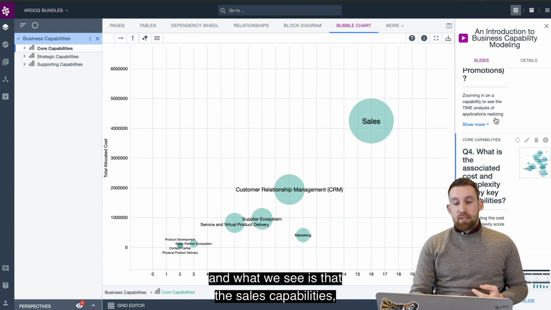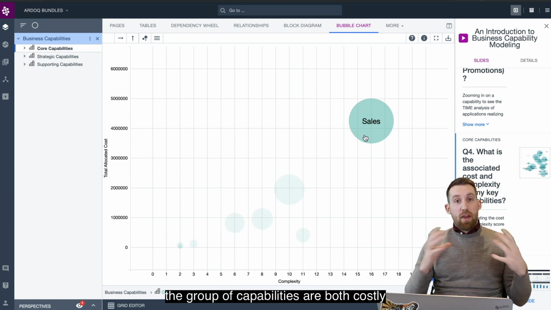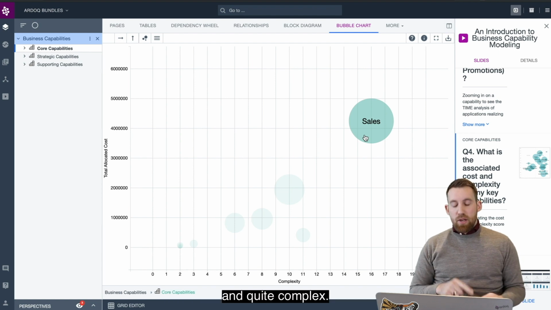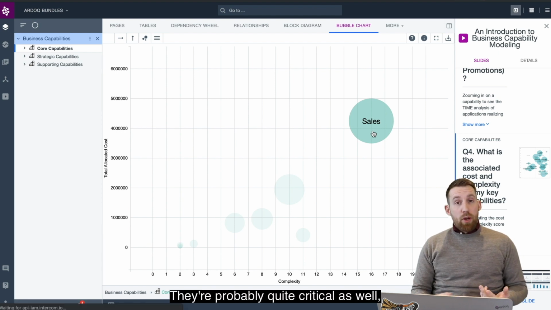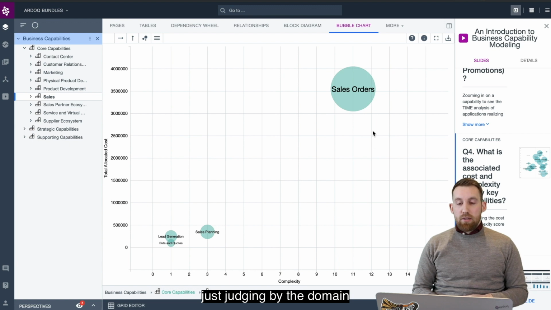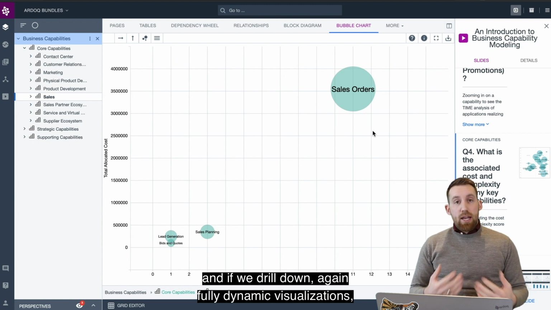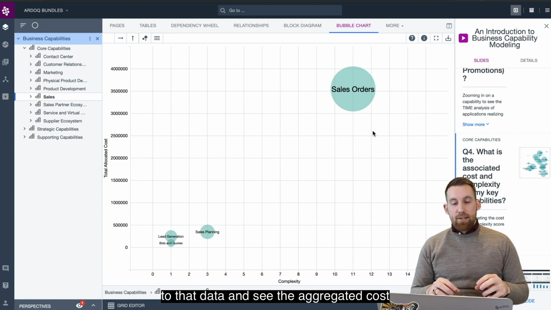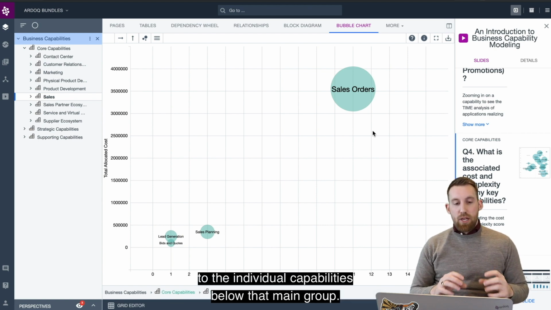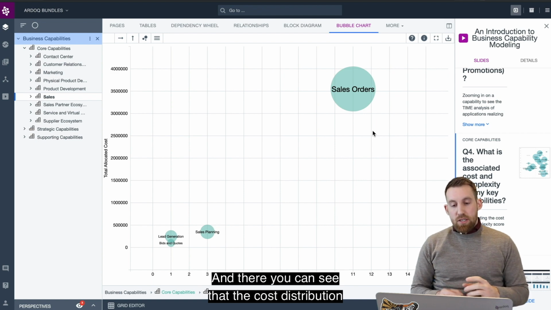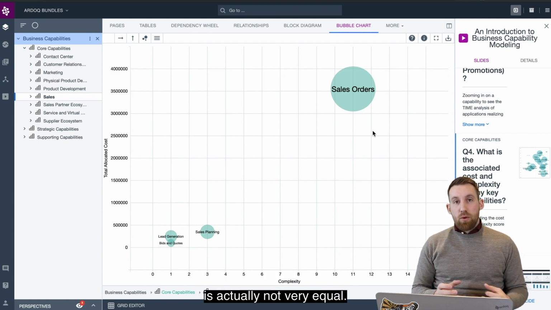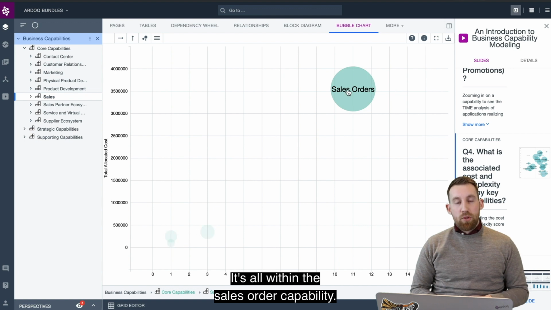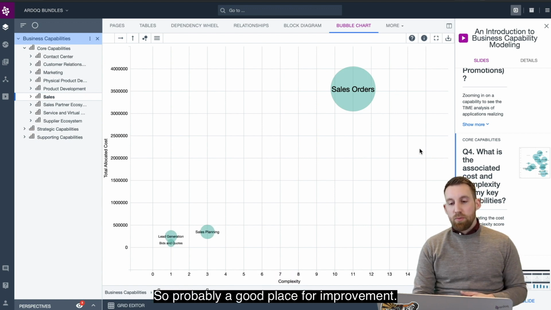And what we see is that the sales capabilities, a group of capabilities, are both costly and quite complex. They're probably quite critical as well, just judging by the domain. And if we drill down, again, fully dynamic visualizations, all context sensitive, we're able to now drill down to that data and see the aggregated cost to the individual capabilities below that main group. And there you can see that the cost distribution is actually not very equal. It's all within the sales orders capability, so probably a good place for improvement.